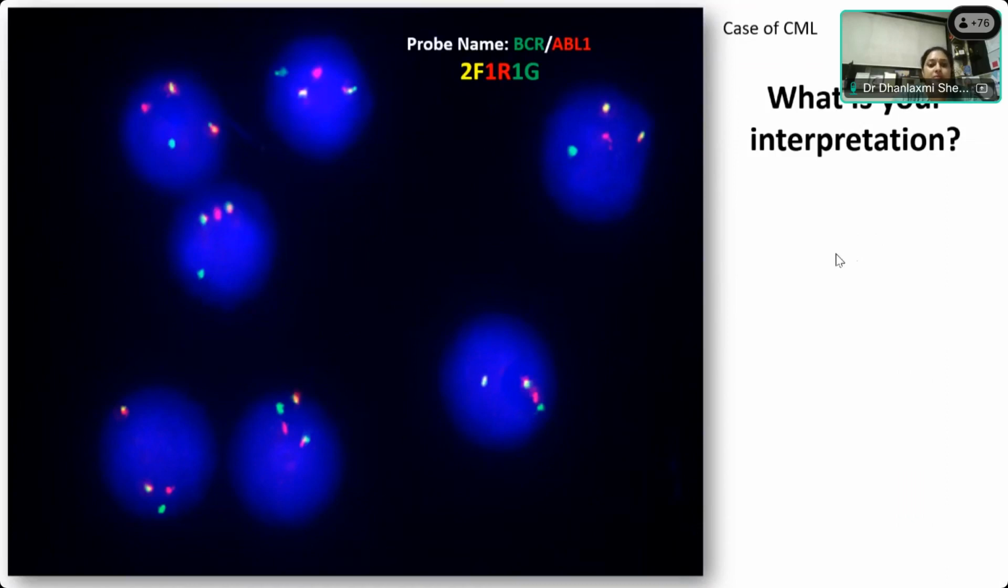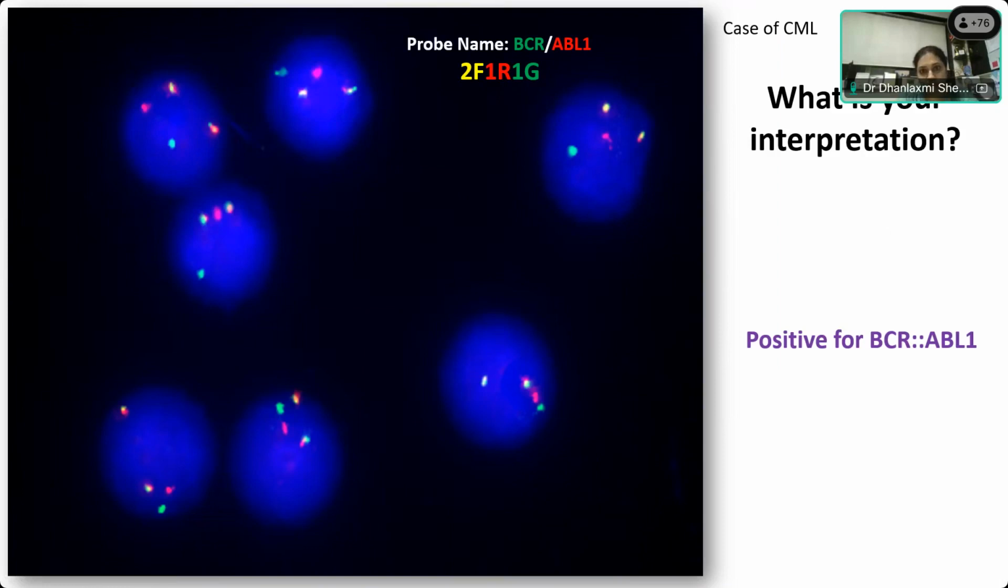So what would I interpret this as? Most of them have the same pattern. There is some answer. BCR-ABL fusion. Yes, ma'am, BCR-ABL fusion. Translocation 9;22. Yes. Since we are using the BCR-ABL1 probe, what I would interpret this as is positive for BCR-ABL1 rearrangement.